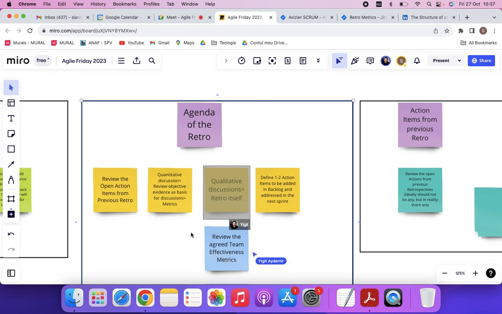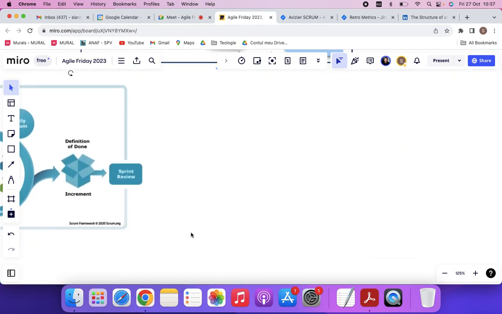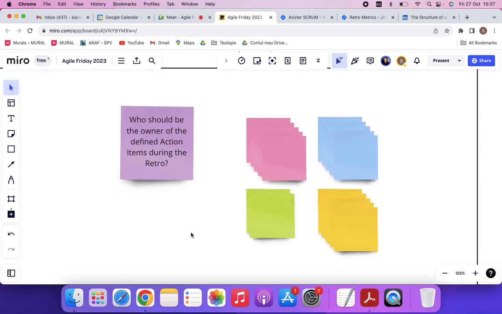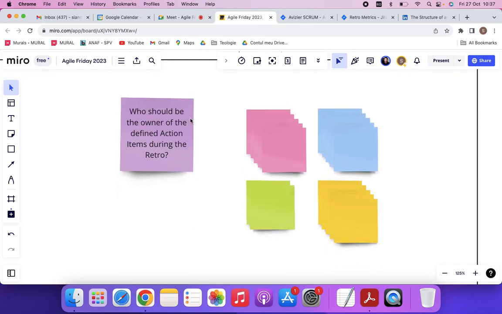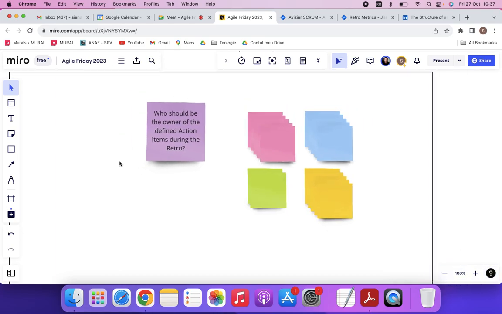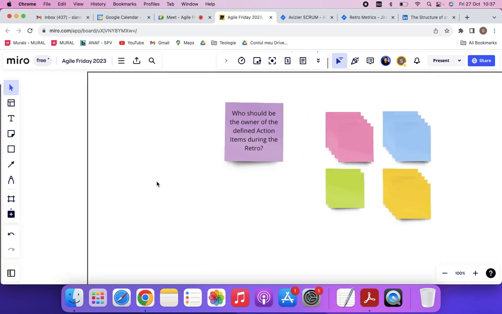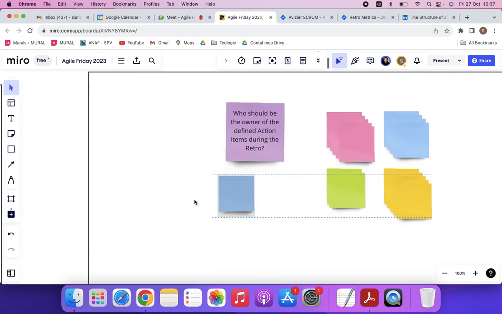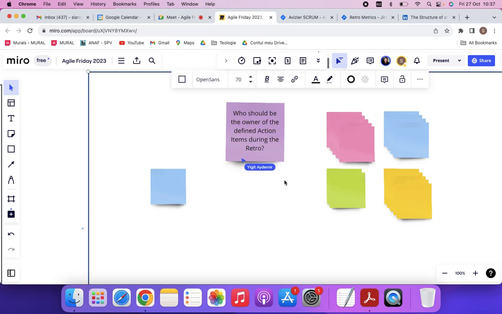And now I want to ask you, because I also prepared in here a small exercise. If you go a little down, who should be the owner of the defined action items during the retrospective, from your perspective? Write it on the sticky note. Write it on the sticky note.